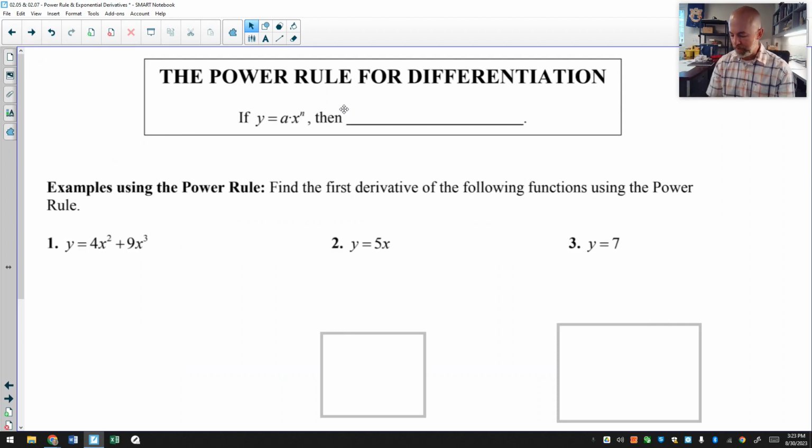So let's talk about what the power rule is. The rule itself is this: if you have a function in the form a times x to the n power, then the derivative of that function, and I prefer Leibniz notation, dy/dx, would be a, and the trick is you bring the exponent down and multiply it by the a, so a times n times x to the n minus 1.